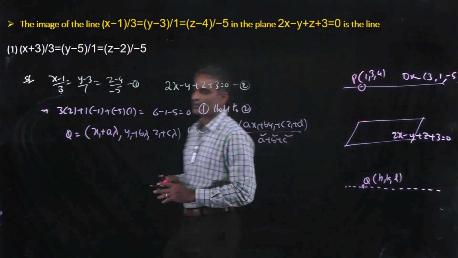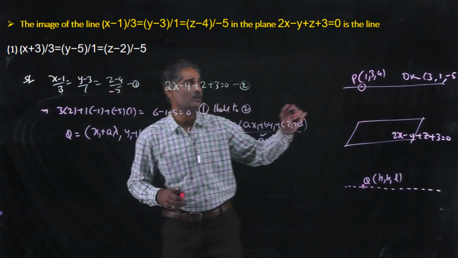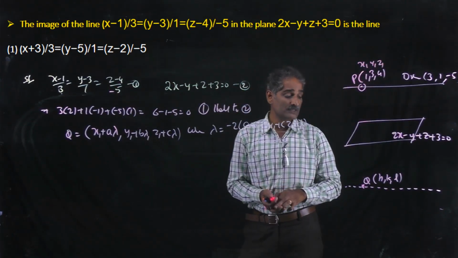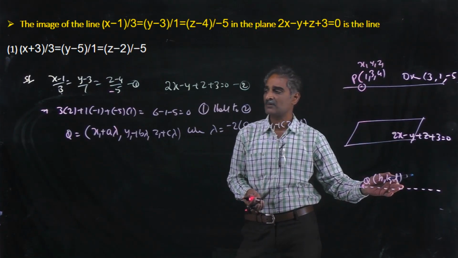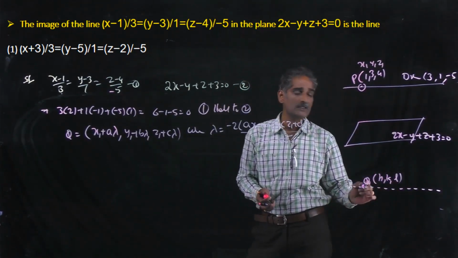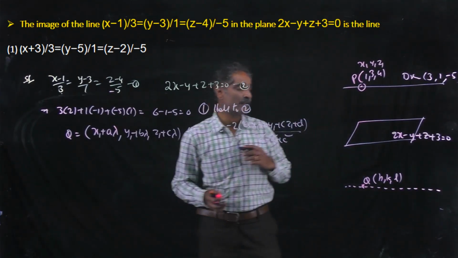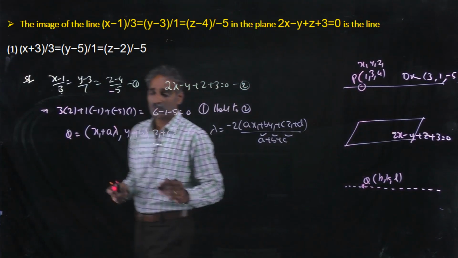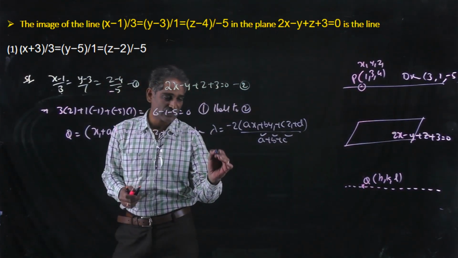So now substitute x1, y1, z1 as 1, 3, 4. Let it be x1, y1, z1. These are h, k, l. So these are the required point. Okay, right? So now I have to find the lambda value. A, B, C are 2, -1, 1. Right? So now find the lambda value first of all.